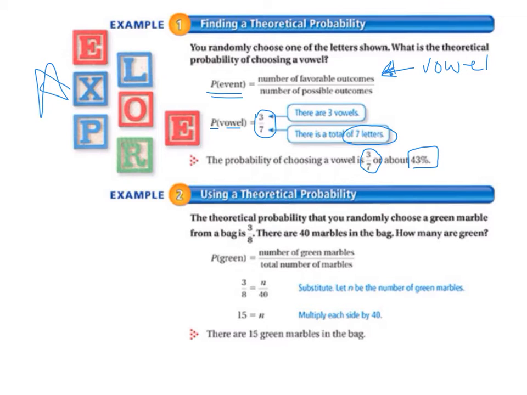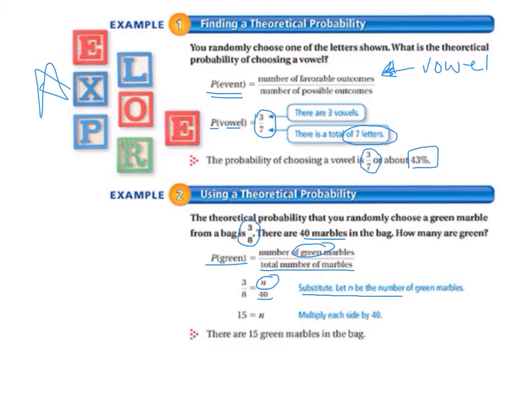Example 2, using a theoretical probability. The theoretical probability that you randomly choose a green marble from a bag is 3 out of 8. There are 40 marbles in the bag. How many are green? So the probability of green equals the number of green marbles out of the number of total marbles. So 3 out of 8 equals the number of green over 40.